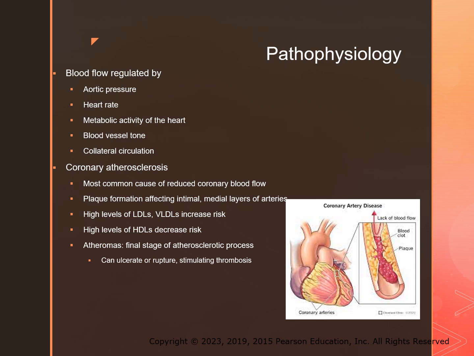Coronary atherosclerosis is the most common cause of reduced coronary blood flow. You do need to know the term atherosclerosis and arteriosclerosis and what is the difference. Atherosclerosis is a progressive disease characterized by plaque formation. The plaque impacts the intimal and medial layers of large and mid-sized arteries. The etiology of atherosclerosis is unknown. Once started, the process causes lipoproteins and fibrous tissue to accumulate in the arterial wall.